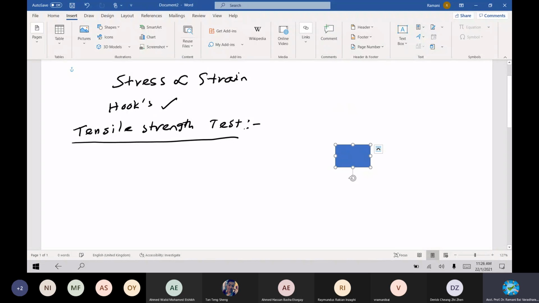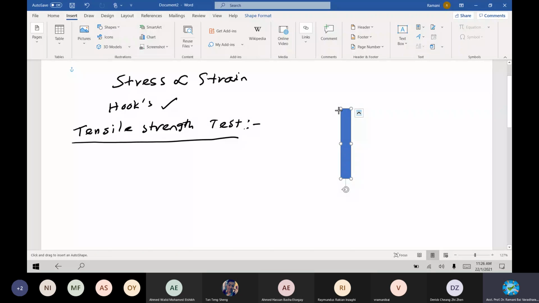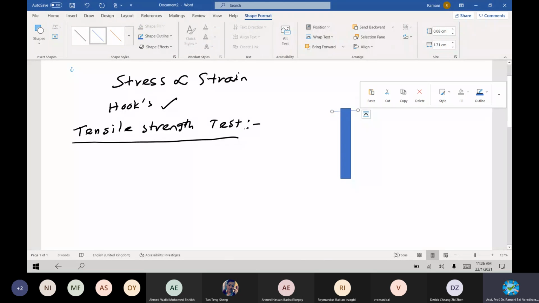Let's take a rectangular body. Rectangular body like this. Mild steel. Assume that it is supported at the top like this.